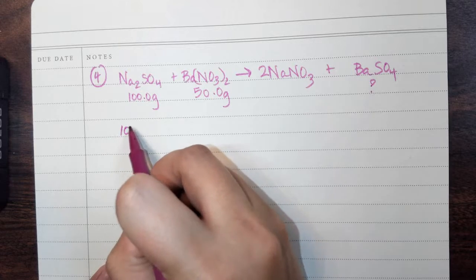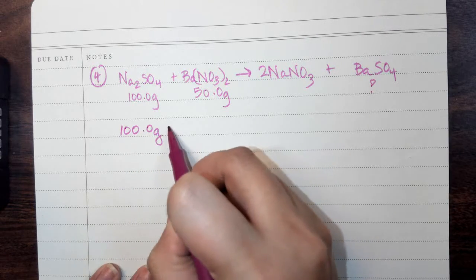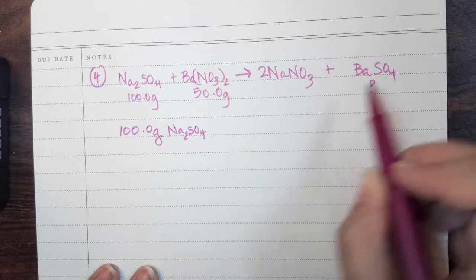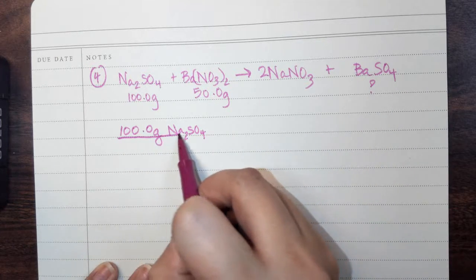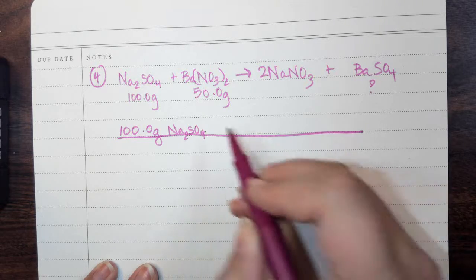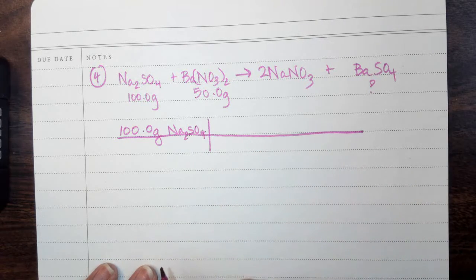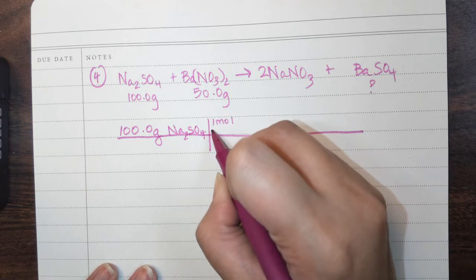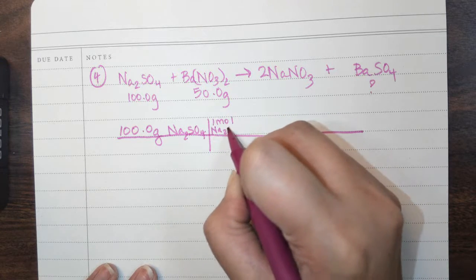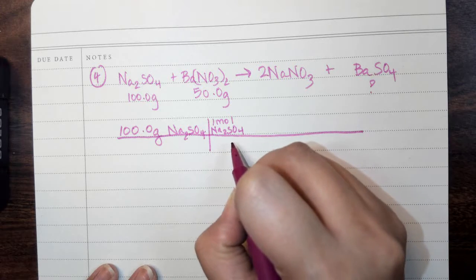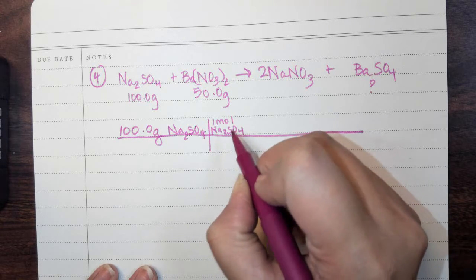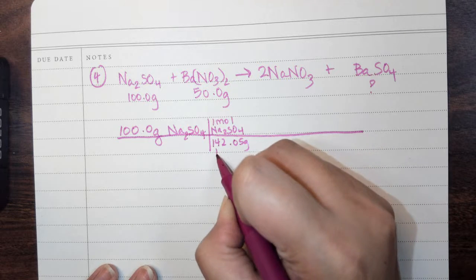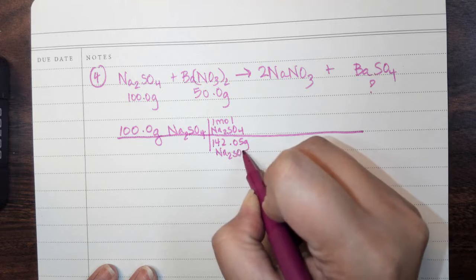So I have 100 grams of sodium sulfate, and I am trying to get all the way to barium sulfate, so I have to use stoichiometry. I know that I have to convert to moles if necessary, and it's necessary here because I started with grams. So I'm going to put 1 mole of sodium sulfate at the top, and then I'm going to add up sodium sulfate's mass. You plug it in the calculator, you get 142.05 grams of sodium sulfate.